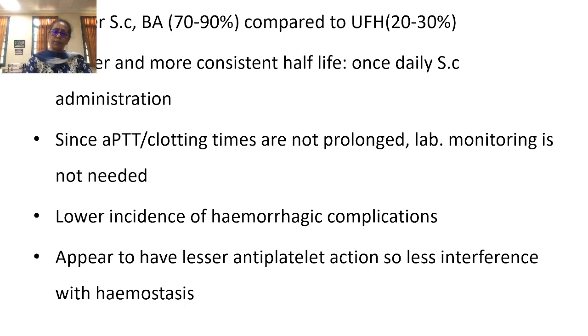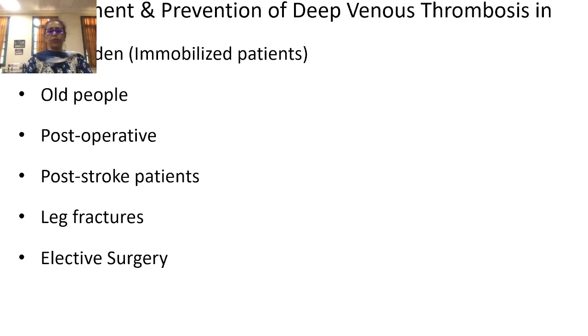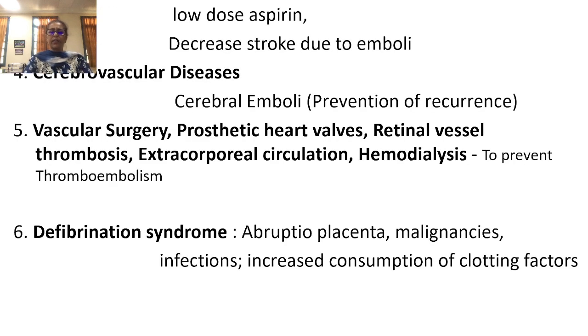Now, what are the uses of heparin? Whether it is low molecular weight or high molecular weight, they are given for the treatment and prevention of deep vein thrombosis. In what kind of patients you need to prevent deep vein thrombosis? These are bedridden, immobilized patients, old people, post-operative cases, post-stroke patients, patients with leg fractures, and elective surgery who need to remain on the bed for longer periods of time. And in elective surgery also there are chances of deep vein thrombosis.